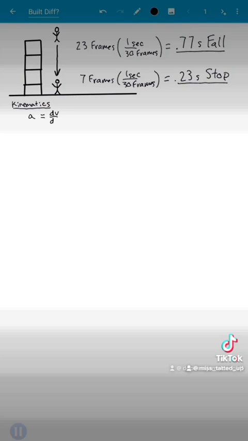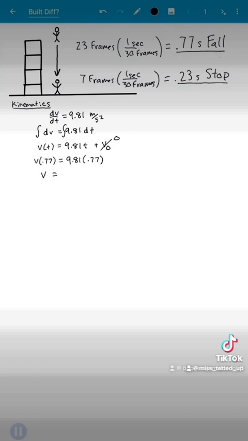Acceleration is defined as the change in velocity over the change in time, which is 9.81 meters per second squared on Earth. Now we separate the variables and integrate. This is an indefinite integral, so we get velocity as a function of time is equal to 9.81t plus c, and that c is the initial velocity, which is 0 in our case. Now let's plug in 0.77 seconds to figure out how fast he's going right before impact. This value comes out to 7.55 meters per second.